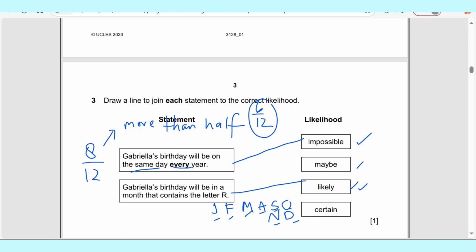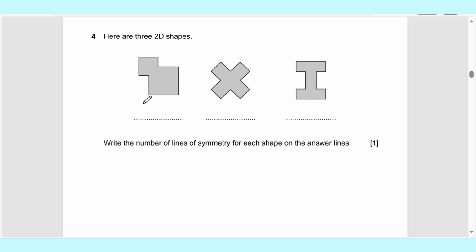So then why don't we answer certain? Because certain is for something that will certainly happen, while this one might not be certain. It's not certain, as only 8 months out of 12 have the letter R, but the other 4 months don't have R, so it is likely. I mean, the chance is more than half. Right, let's move on.